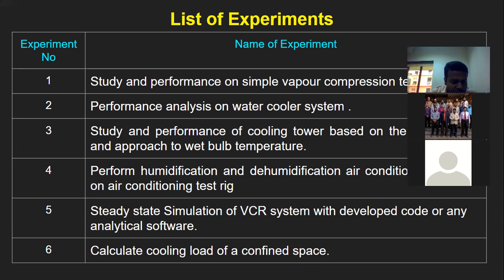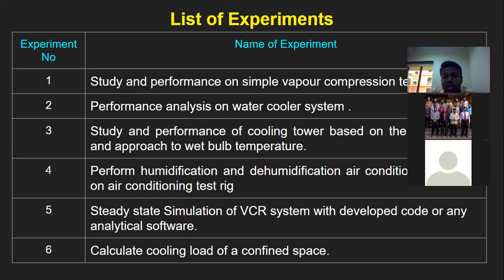Then third is study and performance of cooling tower based on the cooling load and approach to wet bulb temperature. You can see here, cooling tower you might have seen in some industrial area. We have a tower through which the water is flowing vertically down. They are nothing but cooling towers. The same prototype we have in the lab, where we'll be performing the practical based on the cooling tower. So this is our third experiment.